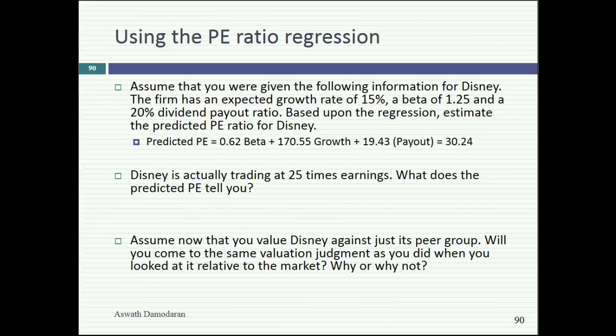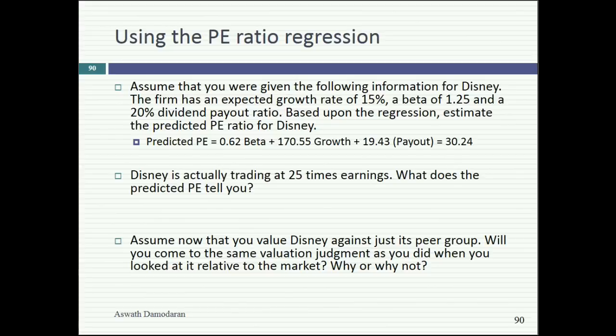Exactly. Given how the market is pricing other stocks and given Disney's numbers on the fundamentals, this is the multiple at which Disney should be trading, 30.24. It's actually trading at 25 times earnings. So complete the process. If I believe the 30.24, that makes Disney a cheap or an expensive stock? It's cheap. In fact, it's undervalued, or underpriced.